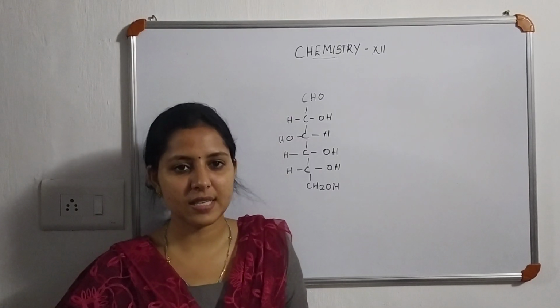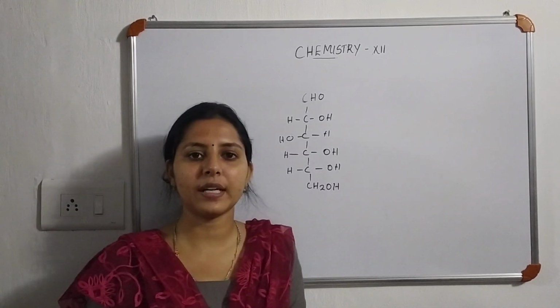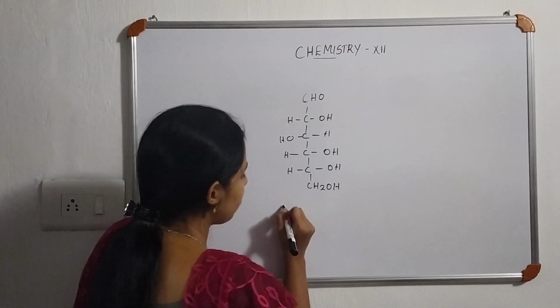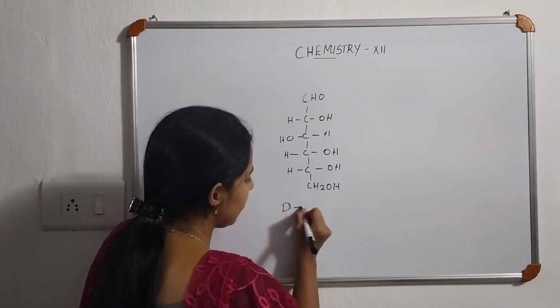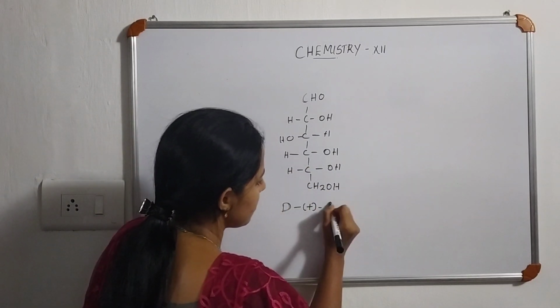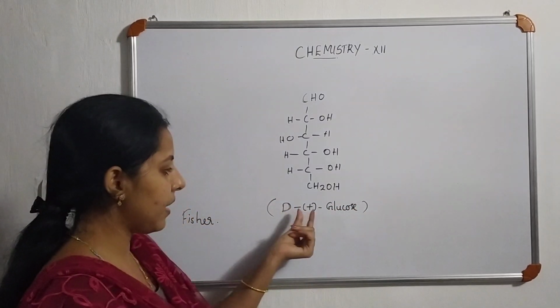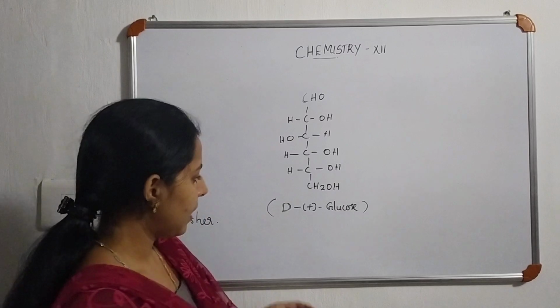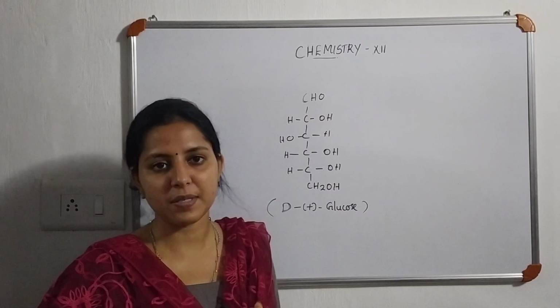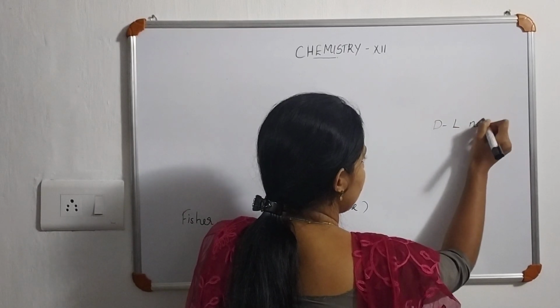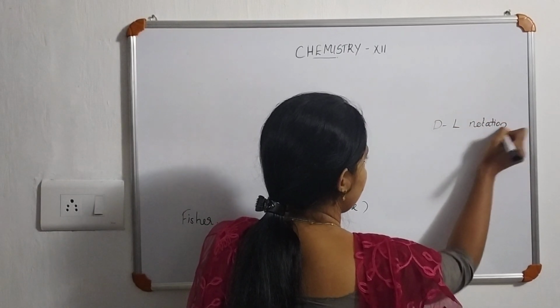Fischer formulated this structure on the basis of certain other properties and reactions of glucose. So this structure of glucose can be written as D plus glucose. And what do this D and plus sign indicate? The D indicates the configuration of the asymmetric carbon atom, and such notations are called DL notation.